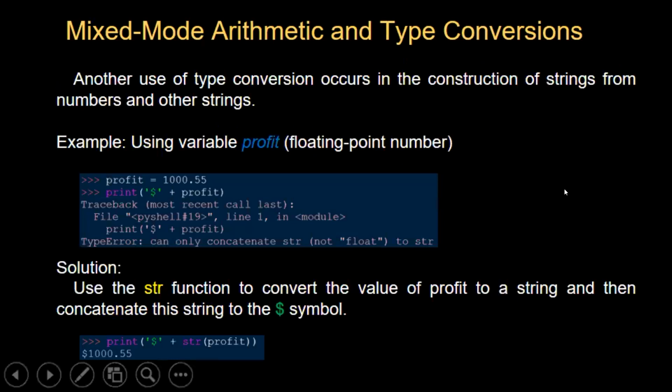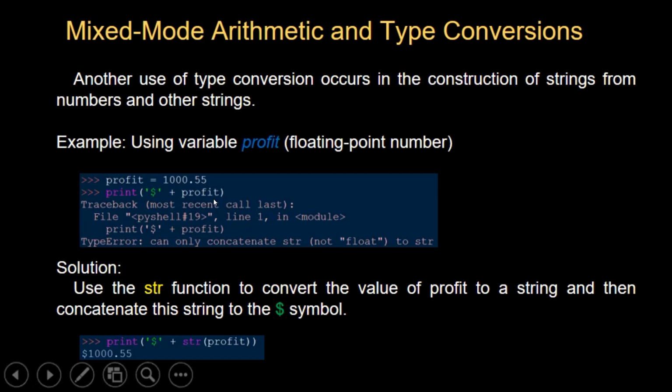Okay, so another use of type conversion. Of course, in the construction of strings from numbers and other strings. For example, using variable profit. So profit here is a floating point number. Ayan, so nag-assign tayo ng value ng profit which is 1,000.55. So pag print natin to, we print the $ sign as a character plus profit. So may error tayo. Bakit? Kasi yung sa print function, diba?